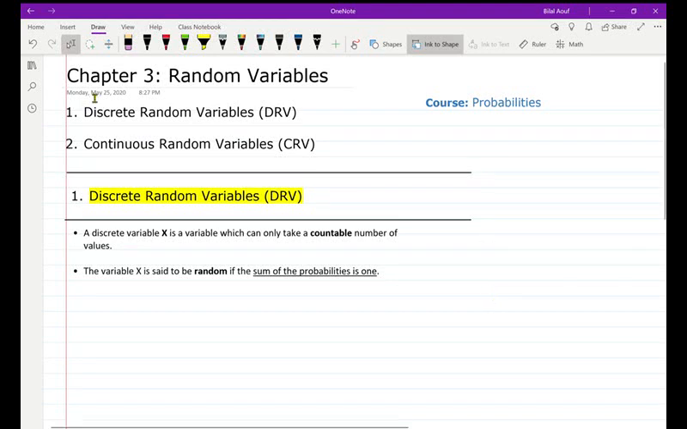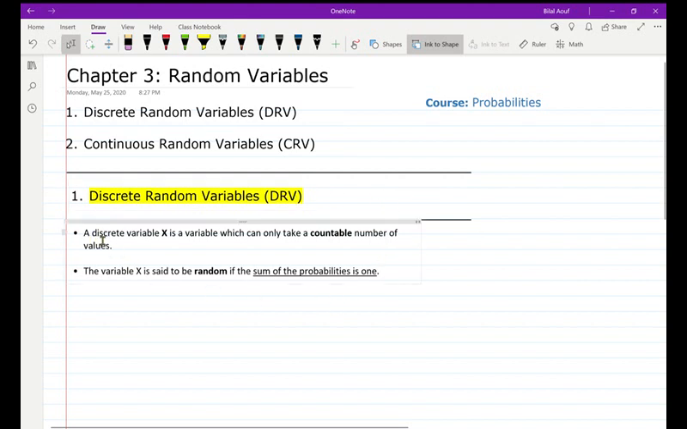Hi everyone, this is chapter 3 of our course Probabilities. In this chapter I will talk about random variables. Random variables are divided into two types. The first type is discrete random variables, DRV, and the second type is continuous random variables, CRV. In this short video I will talk about discrete random variables.